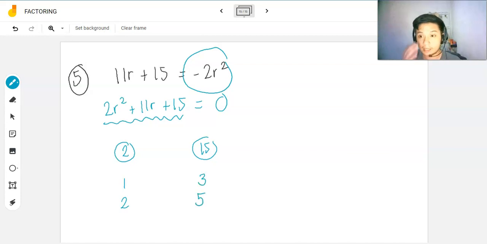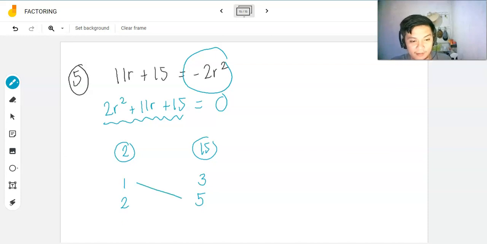So, wala tayong kailangan ibahin ng sign kasi ang ating middle term naman ay positive, kagaya na ang ating constant term ay positive din. Okay? So, magiging parehong negative yan kung ang middle term kasi natin ay negative. Pero since positive 11 siya, pareho ding positive yan. So, let's go ahead and cross multiply.